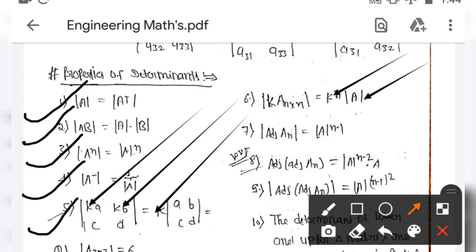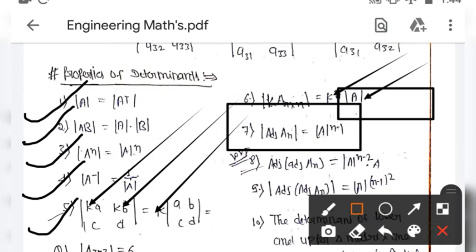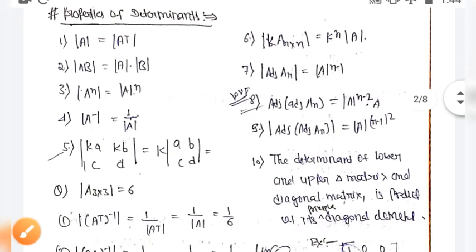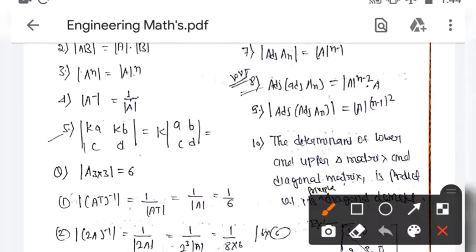Just multiply it, and then the determinant of the adjoint of the matrix will be the determinant of the matrix whole to the power n minus 1. Again, here n is the order of the matrix. These are the important properties of the determinant.